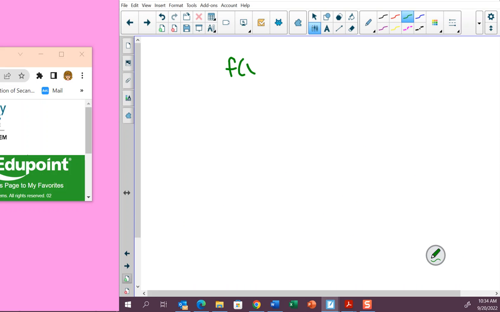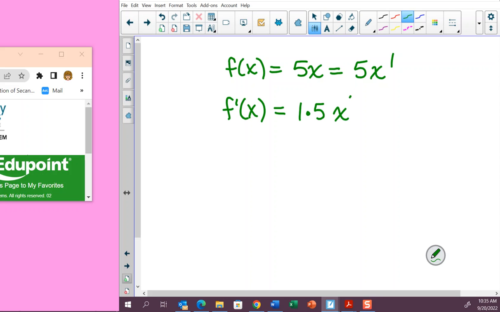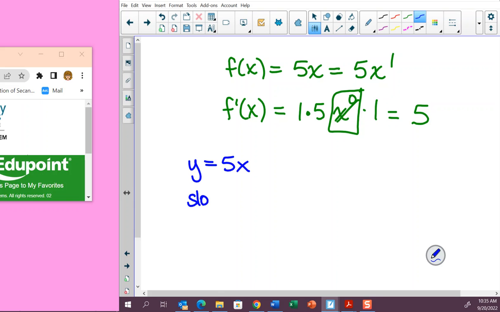Okay, so if f of x is 5x, or 5x to the first, when I hit that with a power rule, that would be 1 times 5 x to the 0. X to the 0 is equivalent to 1, and 1 times 5 times 1 is just 5. Another way to think about that, if I gave you this, and I said, what's the slope of y equals 5x? 5.